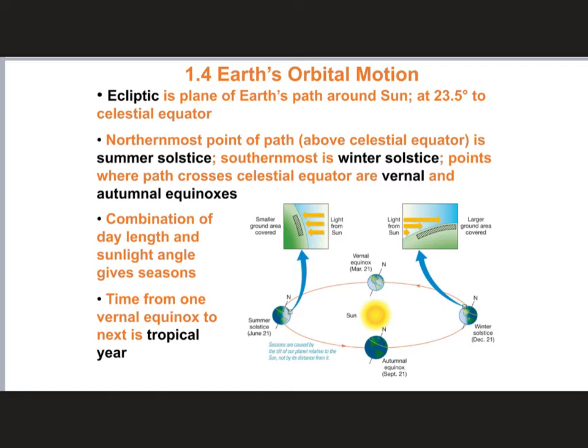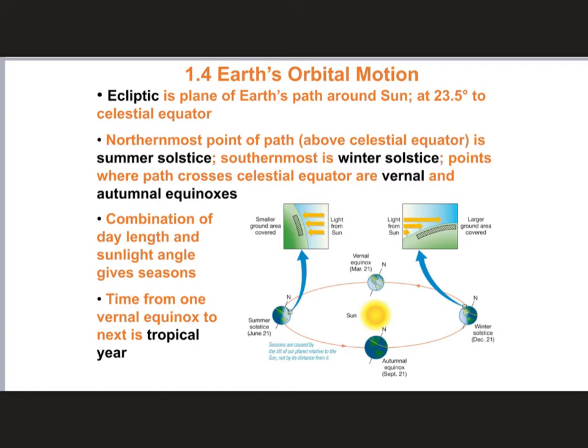Now, the northernmost point of the path above the celestial equator is called the summer solstice. The southernmost is called the winter solstice. Points where the path crosses the celestial equator are the vernal and autumnal equinoxes. So these are basically the official definitions of the solstices and the equinoxes, but really that doesn't help anybody understand what they mean. So I don't want you to just know these definitions. I want you to be able to tell me what it means if we talk about a solstice or an equinox.